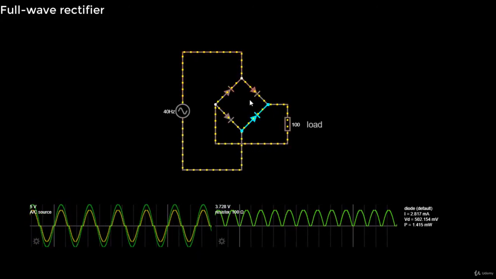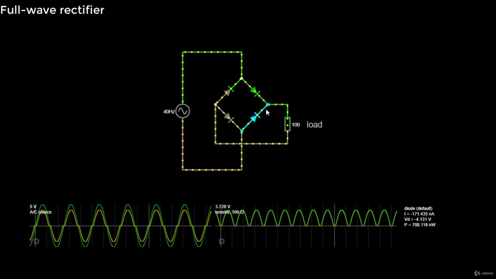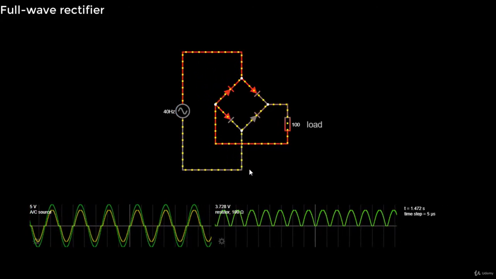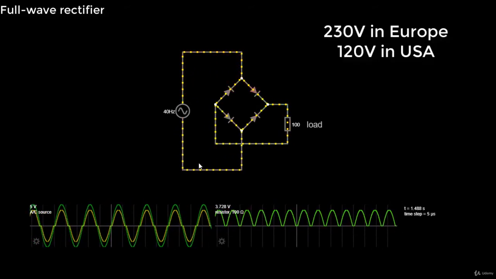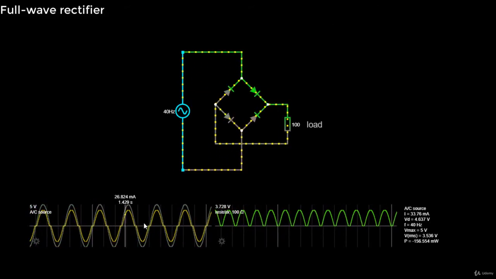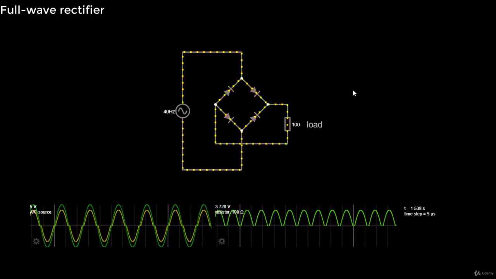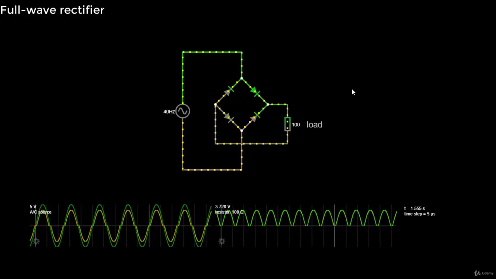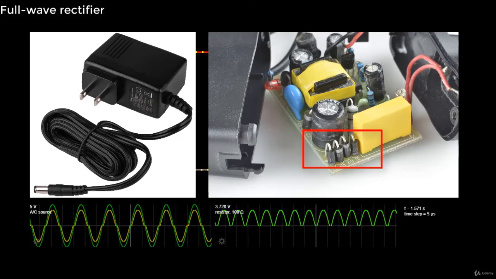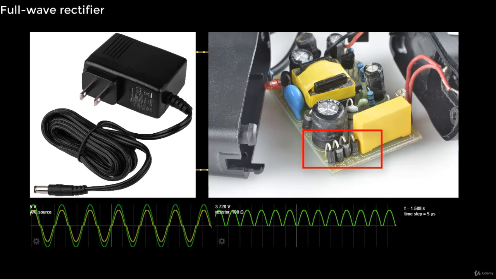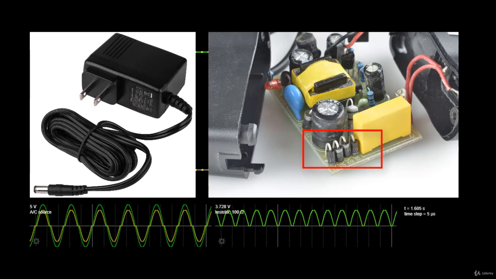Full-wave bridge rectifiers are a critical component in AC to DC power supplies, which turn the wall outlet's 230 volts signal into 3.3 volts, 5 volts, 12 volts, etc. DC signals. If you tore apart a wall adapter, you would most likely see a handful of diodes in there rectifying the AC signal.